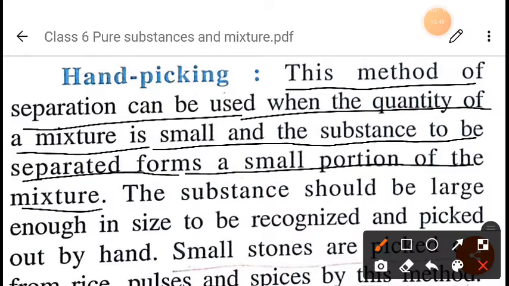I hope you understand what hand picking is. We can use this method when the quantity of the mixture is very small. If we are asked to separate stones from rice, and 1 quintal of rice is there, it will not be possible. So hand picking method is used only for a small quantity, when we have to separate only a small portion of the mixture. I hope you have got some idea.